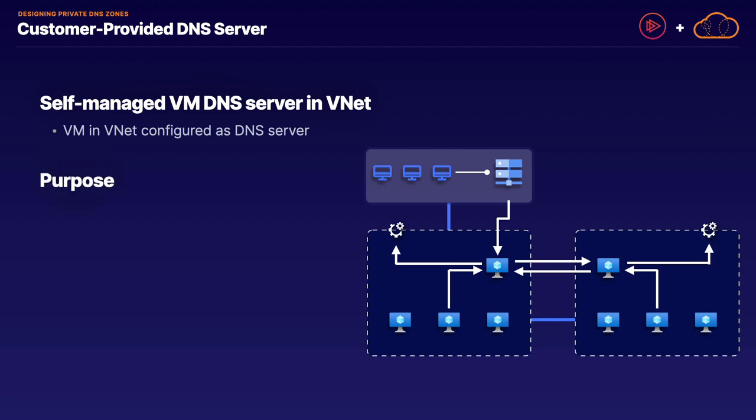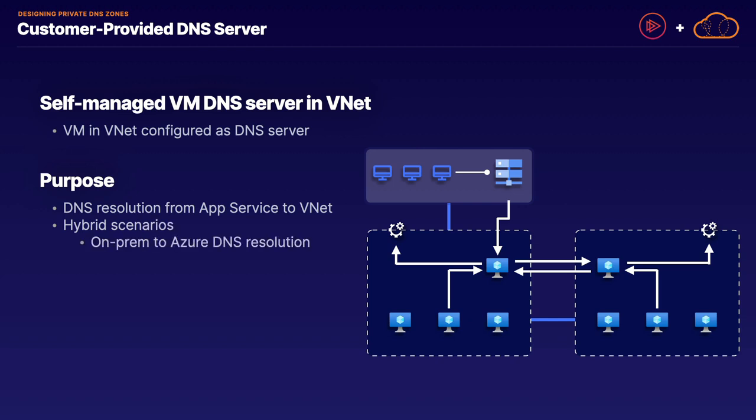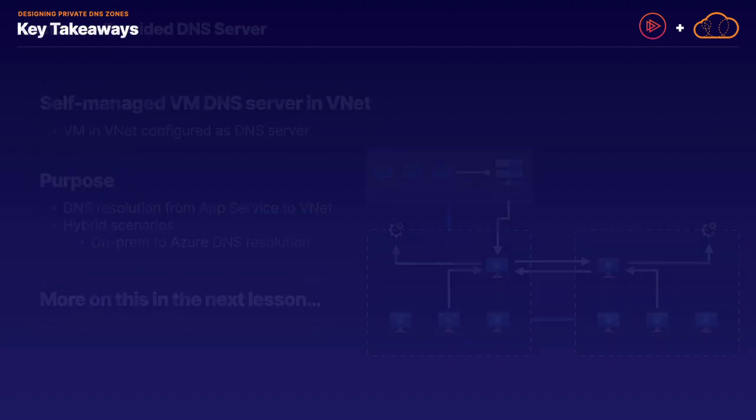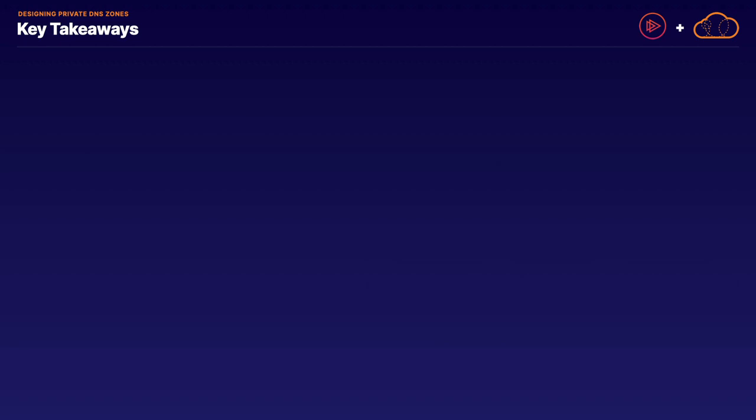The first one we're not going to talk about too much is that it handles DNS resolutions from app servers to your virtual network. And the second one that we're going to talk about in a lot more detail in the next lesson is hybrid scenarios in which you need to forward or resolve DNS queries from your on-premises network to Azure resources and vice versa. There's quite a bit to unpack with that specific scenario, and we're going to talk more about that in the next lesson. For the time being, that's going to wrap up our initial overview of working with private DNS on Azure. Let's review our key takeaways before we continue this discussion in the next lesson.